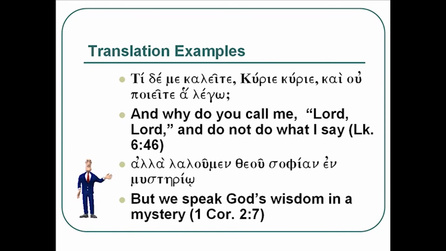Second example, alla laloumen theou sophian en musterio. But we speak, laloumen from laleo, with the oeoeu going to an u when the amen is added, the circumflex telling you that the u represents a contraction. But we speak God's wisdom, or the wisdom of God, in a mystery. Mystery sounds like the contract verbs, which have now been demystified.